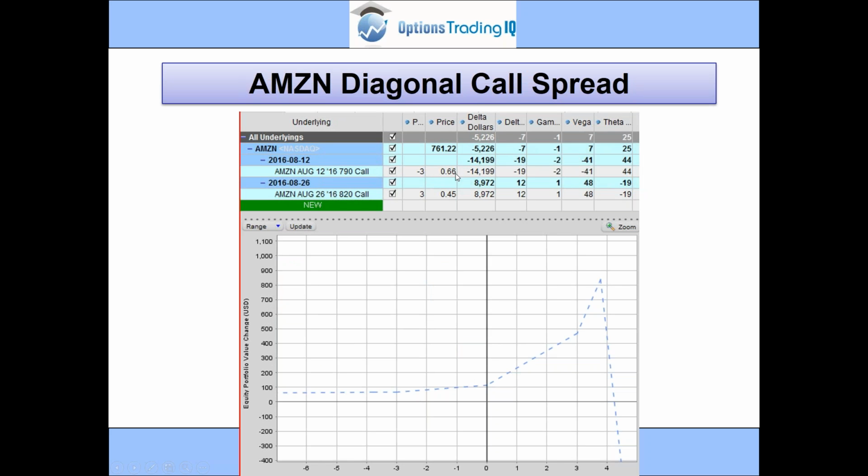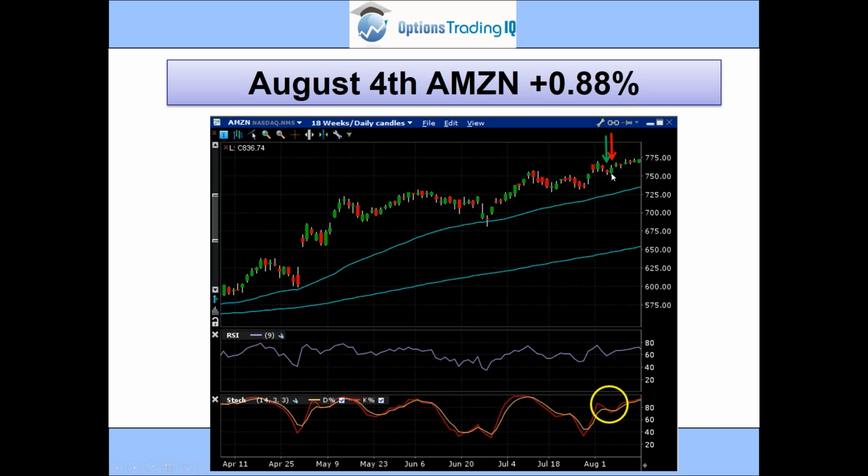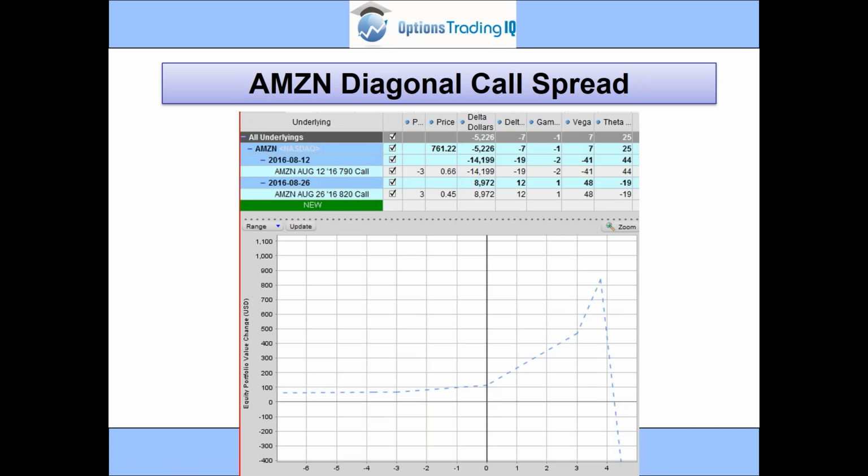Greeks were at -7, so still had a little bit of negative delta. Actually, this was an update, sorry, August 4th, so Amazon has gone up a little bit the next day, so we're actually down a little bit on the trade. Amazon's gone up nearly 1%. We're down a very small amount on the trade. Just looking back through the details here.